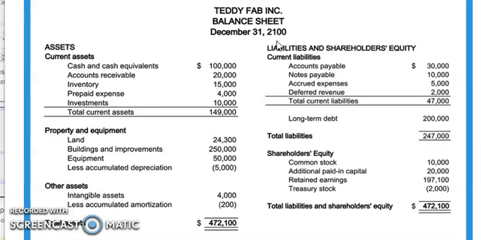Don't confuse this with the income statement, which is a per year number or per quarter number. The balance sheet is a cumulative number. So this is basically telling us that on December 31st, Teddy Fad Inc. had $100,000 in its bank account right here. On this date, December 31st, customers owe us $20,000. That's what accounts receivable means.